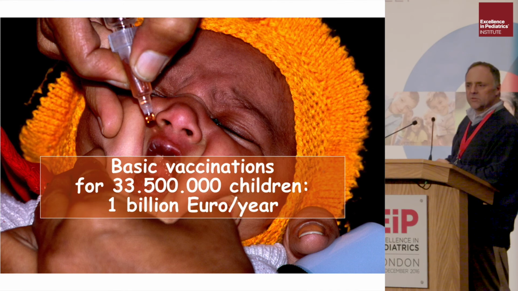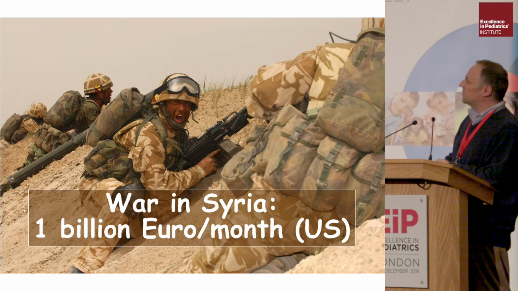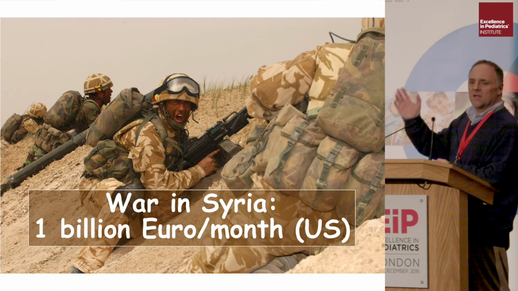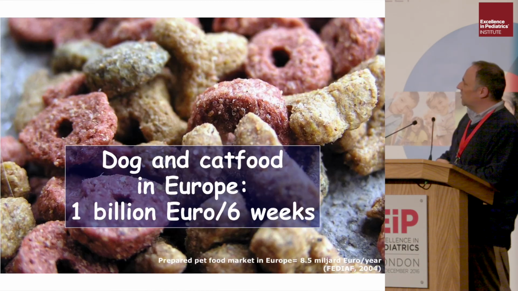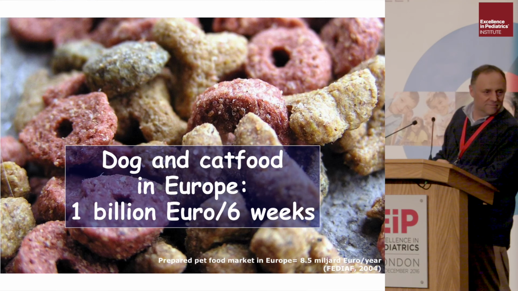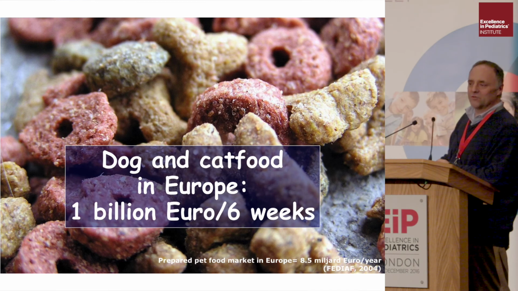So let's compare this with something. The war in Syria costs the US €1 billion per month. You can say, okay, that's far from my bed, I don't care. In Europe, we spend 1 billion every 6 weeks on dog and cat food. Now, I will readily agree with you that you cannot starve your dog or cat for 6 weeks in order to pay for vaccines, but still it is food for thought, even literally.